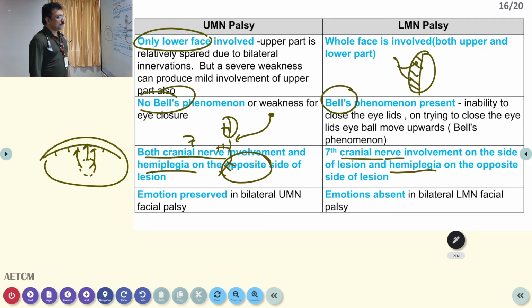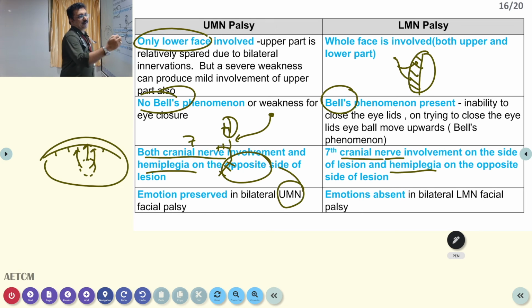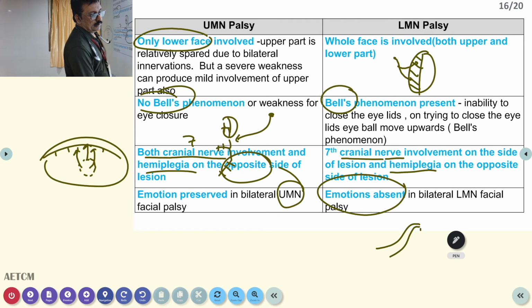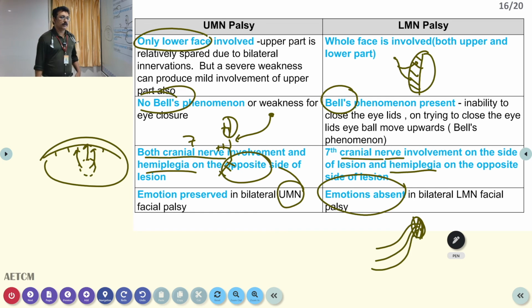Now, emotion is preserved in bilateral UMN palsy, but in LMN facial palsy, emotion is also absent, because all fibers, including the facial nerve fibers, secretory fibers, emotional fibers, everything is coming through the peripheral nerve. If peripheral nerves are involved, even emotions on that side will be completely absent. So it is very difficult to identify in a unilateral facial palsy, but bilateral facial palsy because of LMN palsy is a very rare phenomenon. You can see that emotions also will be absent in that area.